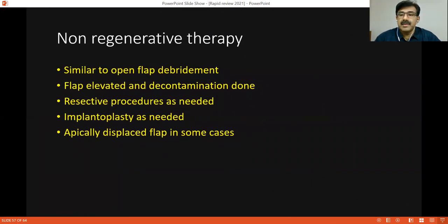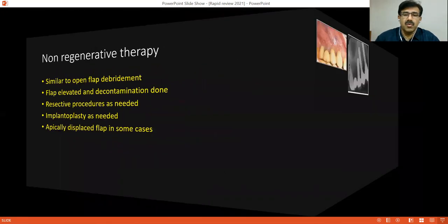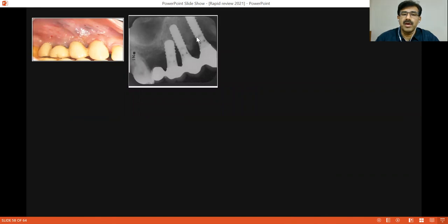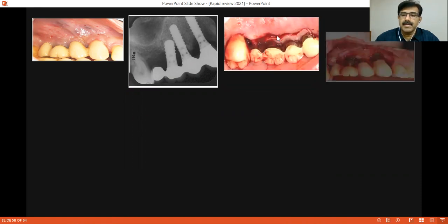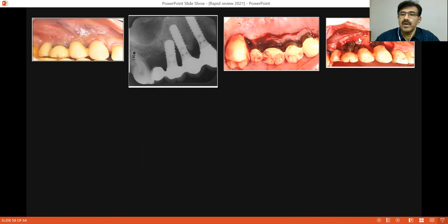Now we look into the surgical aspect, surgical therapy. One is non-regenerative therapy, which is similar to the resective therapy that we do. It's similar to your resective osseous surgery. Here is a case where you have a lot of bone loss associated with this implant. You can see the incision is put. When you look over here, the implant threads are exposed. The bone shape is not conducive for bone regeneration.